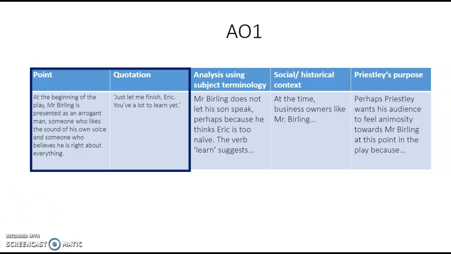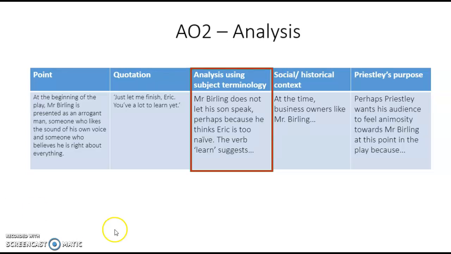But of course, then we need to move on to the analysis part of the paragraph, which is going to make up a big chunk of the paragraph as well. Now here we have the start of analysis in this box. So Mr Birling does not let his son speak, perhaps because he thinks Eric is too naive. The verb "learn" suggests. So there we've got the start of analysis. And what we're going to be doing in a moment is we're going to be going through some key ideas of what we could put in this box to complete it. And you are going to try and complete that for your plan for next lesson as well.